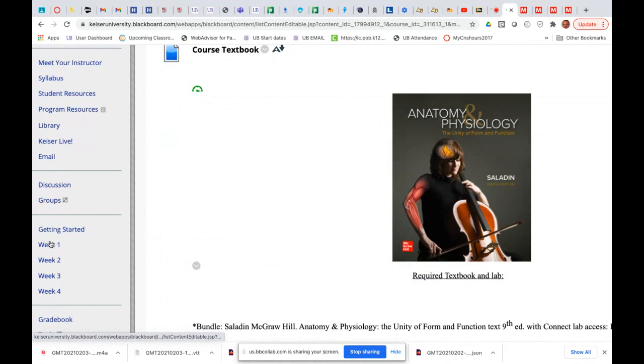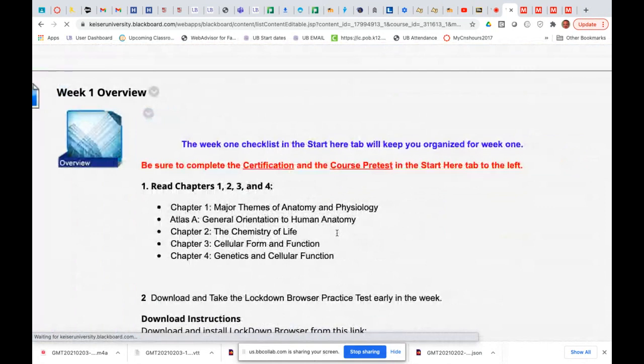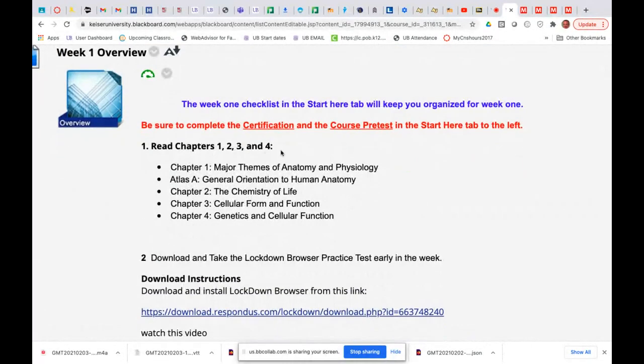Okay, so once you finish with the start here, that's when you're going to get into week 1. So on the left, there's week 1, week 2, week 3, week 4. So let's start at week 1, show you what you'll find here. Here's the overview. After you've finished your certification and the course pretest, these are the chapters that are covered in the lecture portion, right? There's a lecture exam that's got around 24, 25 questions each week. And then there's a lab portion that's got somewhere between 40 and 45 pictures and questions from pictures and models every week.